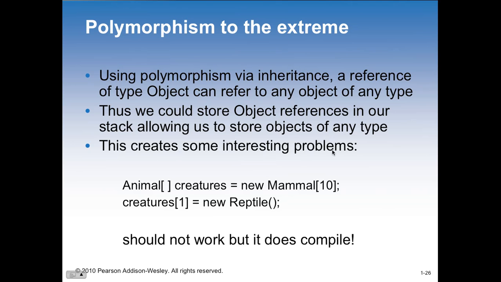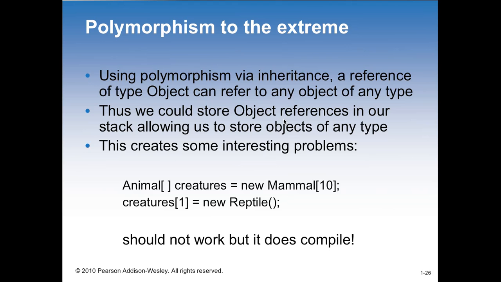This creates some interesting problems, and here's one. Animal creatures equal to new mammal 10, creatures 1 is equal to new reptile. That should not work, but it does compile, because objects are all equivalent. We're not going to get a type check error. That's one of the interesting things we get, especially when we start implementing some of these structures in Java. If everything is of the object reference type, we're never going to get a compile error, never going to have a problem. But the logic, going back to what I was saying, might not actually work.